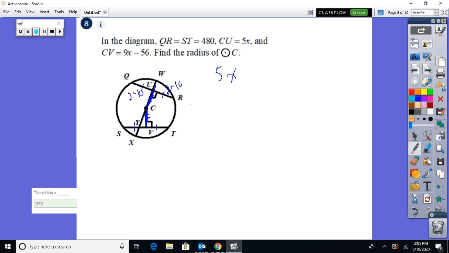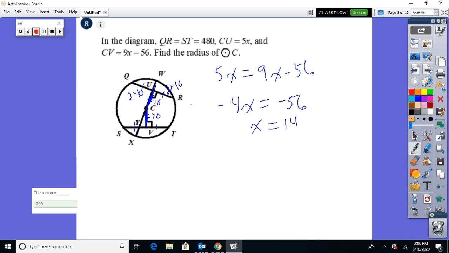So 5x equals 9x minus 56. Subtract the x's from both sides. It's going to be negative 4x equals negative 56. So x is 14. And of course, we can plug it back in to tell what those sides are. So I've got a 70 right there and a 70 right there, once I plug it back in.